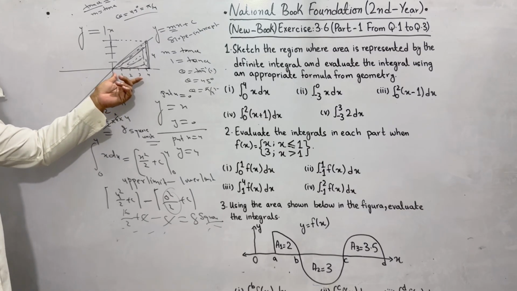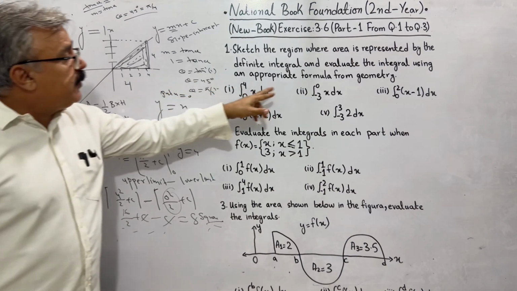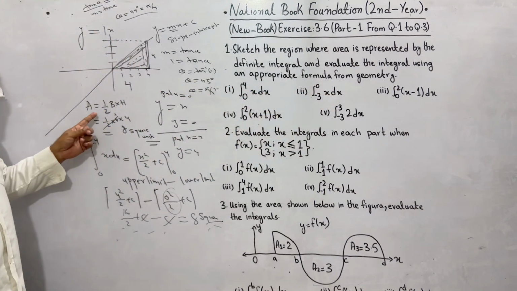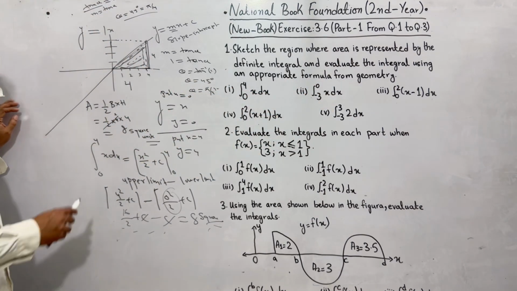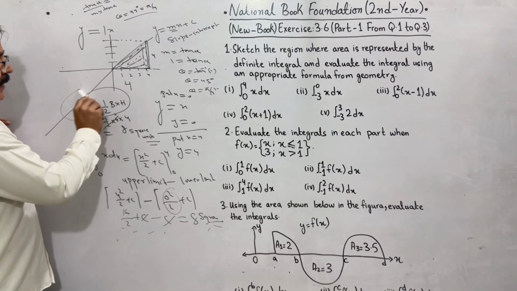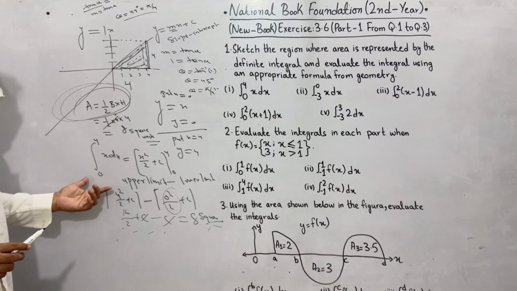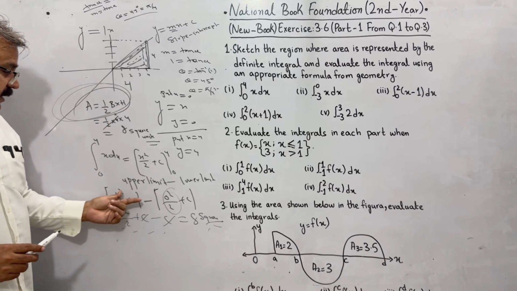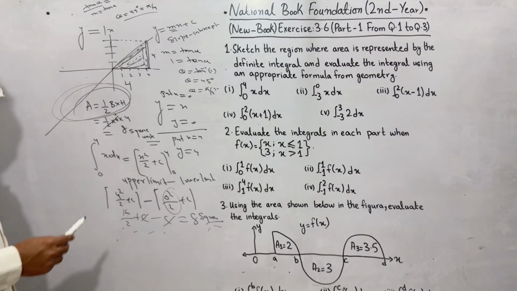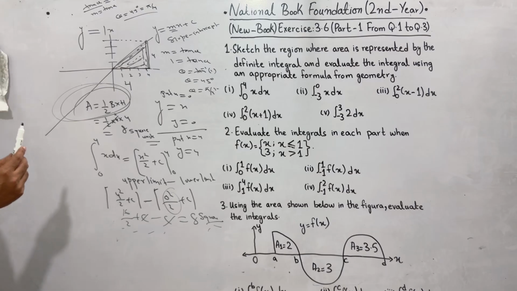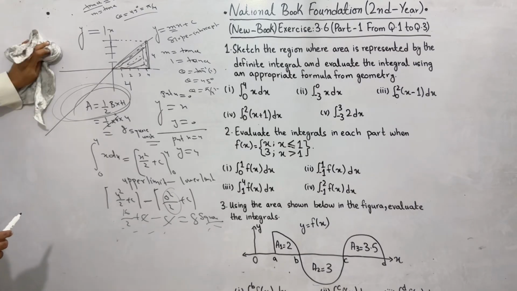Area under the curve, by using the appropriate formula from geometry, that is 1 upon 2 base into height, the formula for the area of a right triangle. As well as we have verified by using integration and putting the upper limit minus lower limit. Same is the case with question number 2.